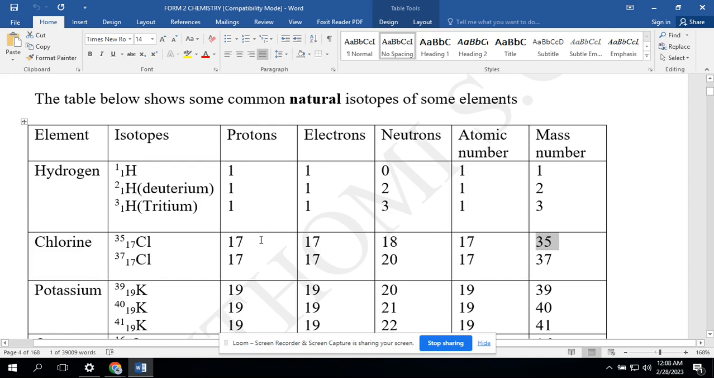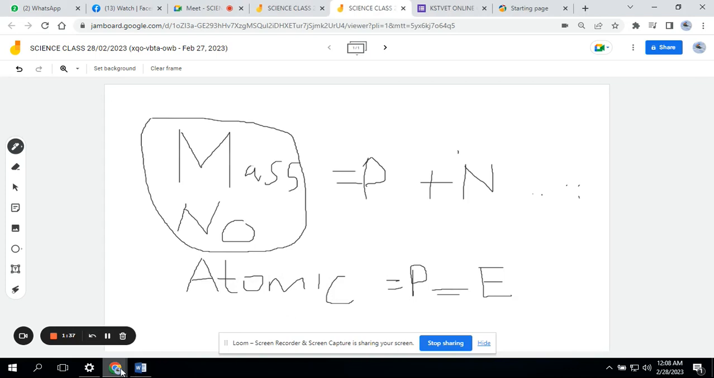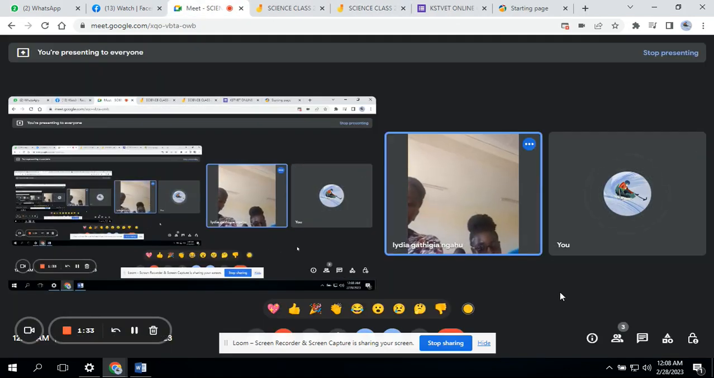So all the mass numbers will be written as the superscript. It is placed here, raised, it is the superscript. Are we together, class? Hello? Are we together?